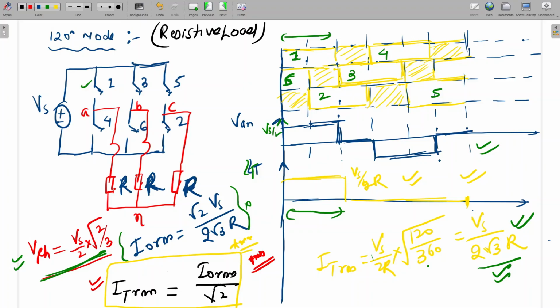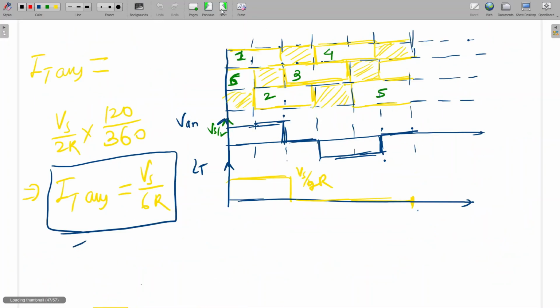Is it clear to all? Should I move further? Yes, sir. Okay. So see here also I have calculated the average value. What will be the average value? That will be this into 120 by 360. So that will be how much? 1 by 3 times, so Vs by 6R. This also you can remember if average current will be asked. This kind of question can be framed for 2 marks question.